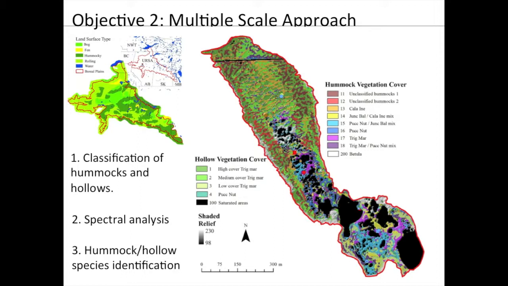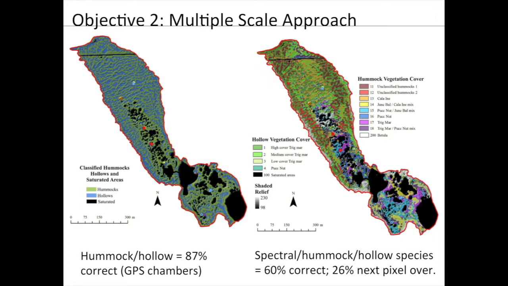We basically took the spectral characteristics within a few plots, did the spectral classification, and then validated it. But it's a preliminary bit of work that we still need to work on and validate further. We can say that it's fairly good according to our plots, but we need more plots. Hummocks and hollow classification was approximately 87% correct according to our GPS data. The spectral hummock and hollow classification for species types was 60% correct. If we take the next pixel over, which is within about a meter, it is an additional 26% correct, but again, we have to do more validation.